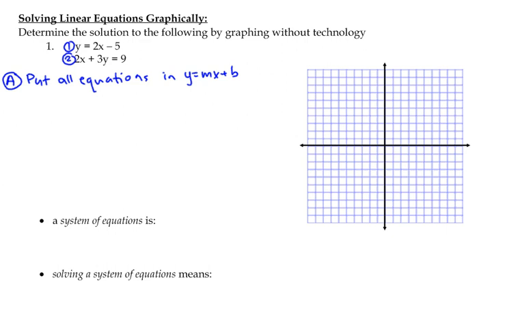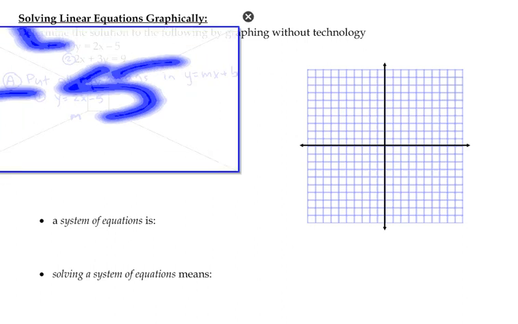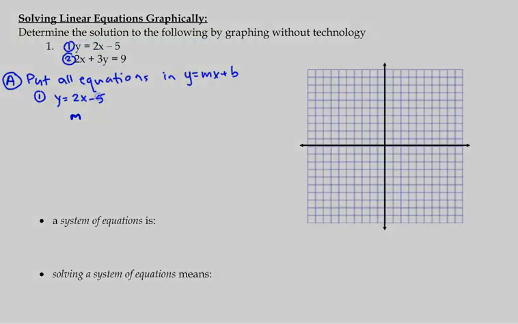Beautiful. So let's do that. I like to number my equations, something we'll do all unit. So equation 1, is it good to go? Yes, it is. What is my slope? 2 is our slope, right? 2 over 1. And what's my y-intercept? Negative 5 is my y-intercept.